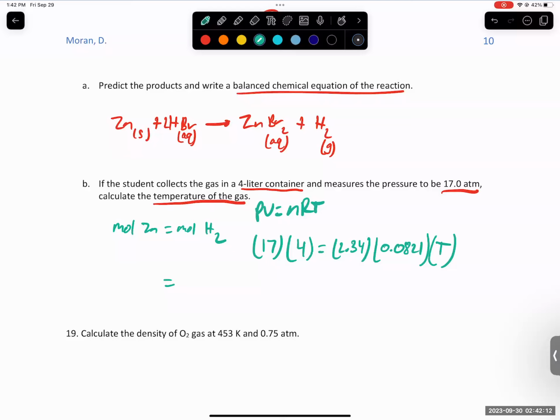17 times 4 is 68. 68 divided by 0.06754. You get from multiplying 2.34 times 0.0281 gives you 1,034. Might be wrong. What's 68 divided by? So it's 0.0821. I got 357. Oh, I said 281, not 821. Yeah, but the answer I got was 353.96. No, I got it wrong because I got 281. 357. Close.